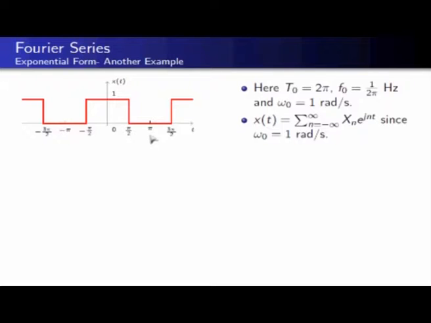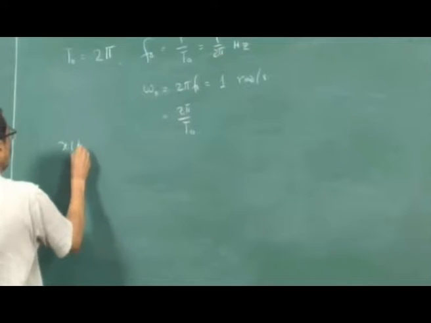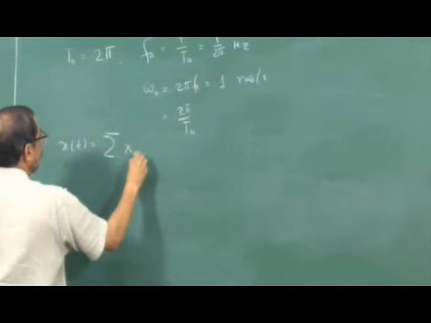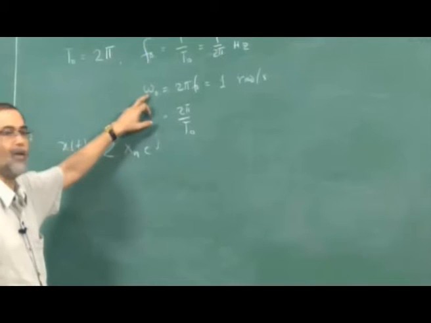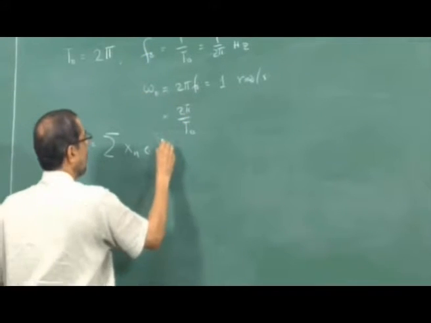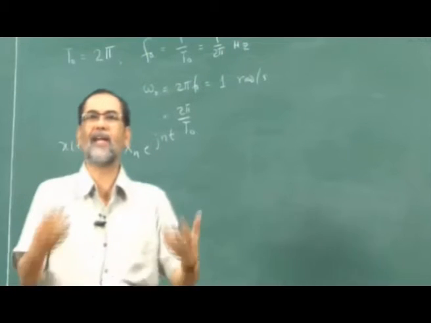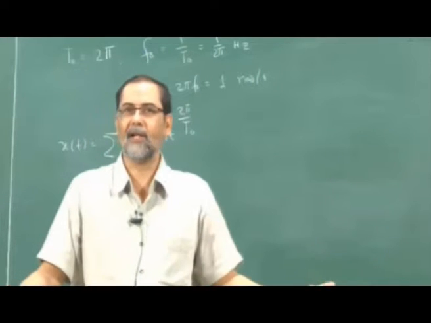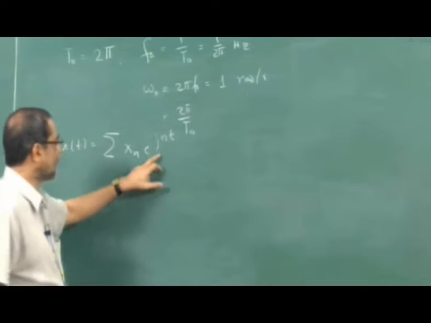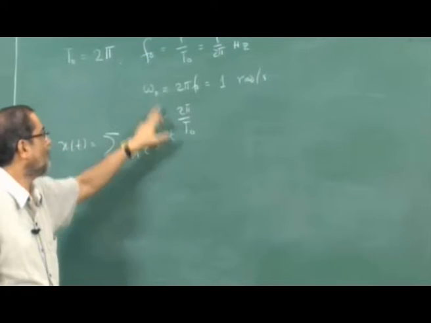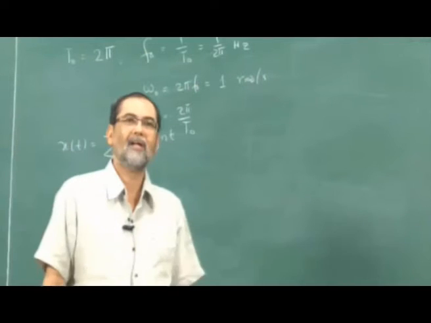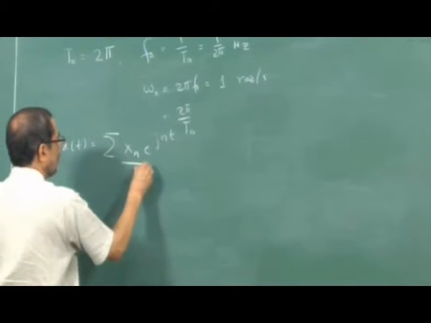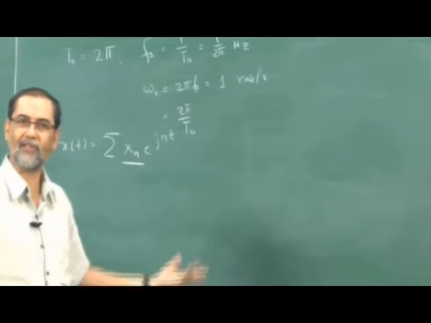So I want to express this as a Fourier series in complex exponential format. So x of t is given by the sum of xn e raised to j n omega naught t. Omega naught is 1, so it is simply j n t. Omega naught is already captured, so I don't need to say it separately. Normally I would have written e to the power j n omega naught t, but omega naught is 1 here, so it's j n t. So I want to compute xn for this.